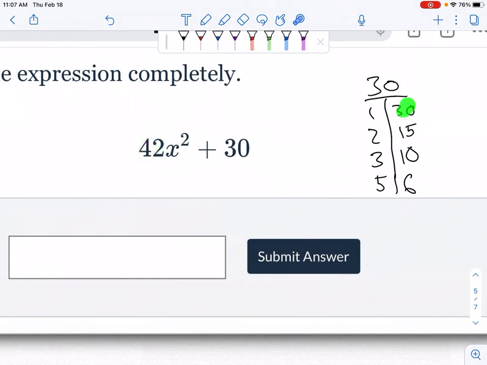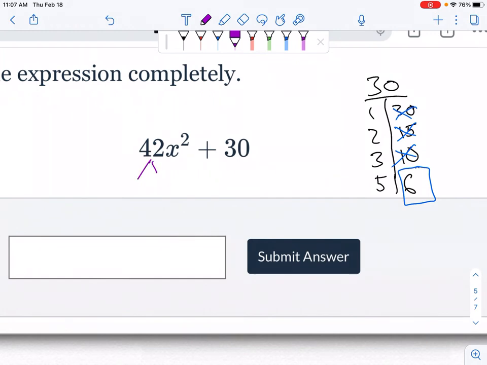So 42 divided by 30 would get me a decimal. 42 divided by 15 would get me a decimal. 42 divided by 10 would get me a decimal. 42 divided by 6 is 7. So you could just go through your calculator and divide them out until you get something that works, or you may just know your factors. So 6 is my greatest common factor.